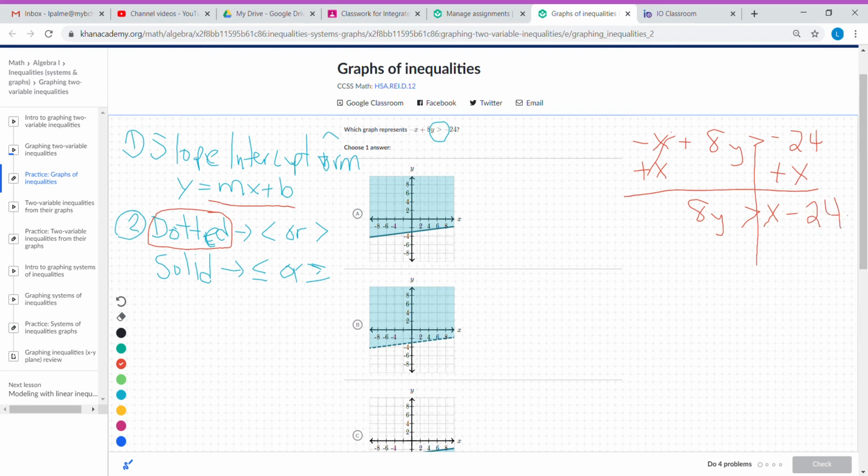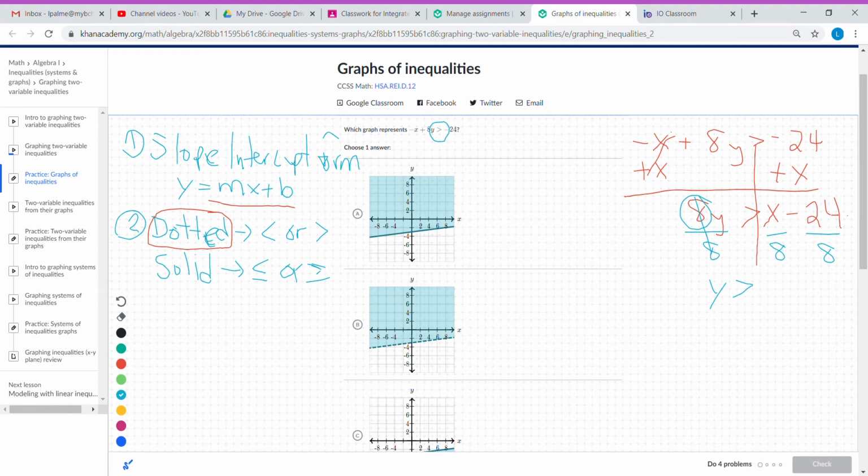Now we have to get rid of this 8 next to the y. This is 8 times y, so the opposite of times is division. So we're going to divide every term by 8. That's going to cancel on the left-hand side. So we have y is greater than, and we keep the greater than symbol because we are not dividing by a negative number. So we do not need to flip the inequality.